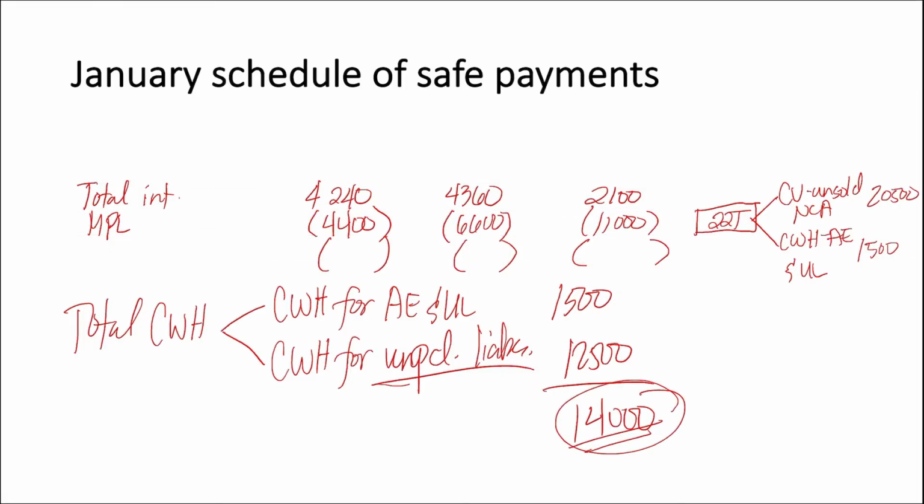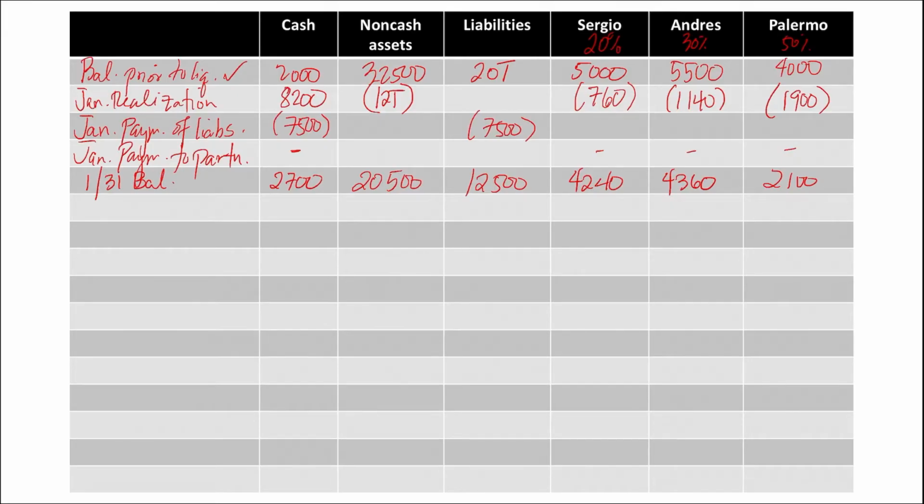Pero, kung babalikan mo, magkano lang actual cash balance mo? 2,700. So, ano sasagutin natin sa number 2? 2,700 or 14,000? Sagot natin dyan, 2,700. So, for number 2, 2,700 ang sagot. Number 3, how much cash did each partner receive in January? Sagot, wala. 0. Wala eh. Hindi man lang umabot ng 14,000 yung cash natin. Kaya wala makakatanggap. Gets? Okay.